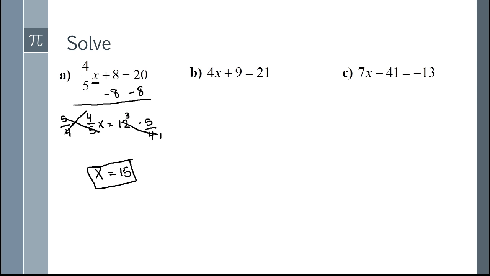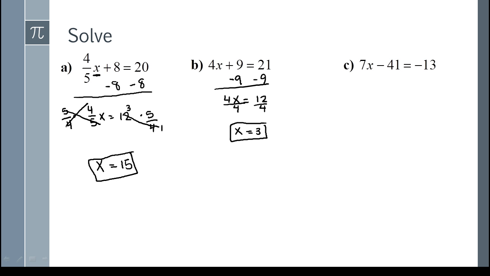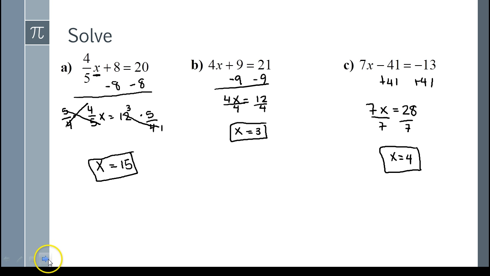Go ahead and hit pause on the video, solve the second one, and check your answer with mine in a second. You should have gotten that x equals 3 after we subtracted 9 from both sides and divided by 4. Hit pause and do the third one again. For letter C, we should have gotten x equals 4 after we added 41 to both sides, which gave us the 28, then divided by 7. So let's go ahead and take a look at a couple more examples, and then we're done for today.